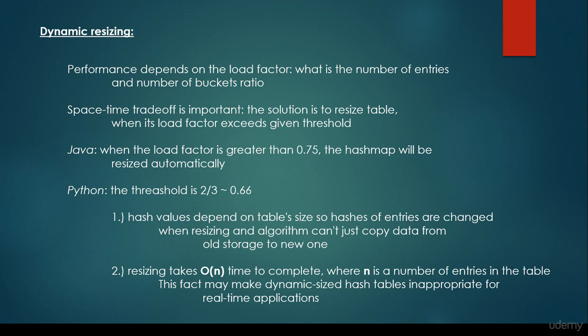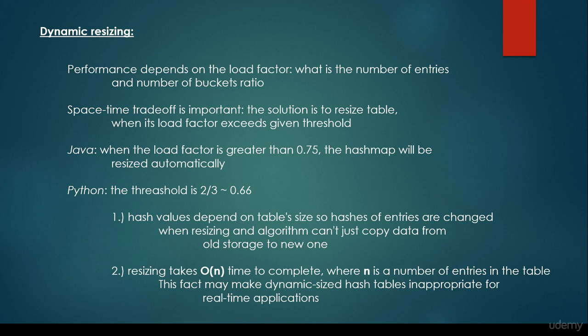In Java, when the load factor is greater than 0.75, the hash map will be resized automatically. What does that 0.75 mean? It means that whenever 75% of the array is full, we have to resize the underlying array data structure. In Python, the threshold is 2 divided by 3. What does it mean? That we have to resize the underlying array data structure when it's 66% full, in the sense that 66% of the array slots are not empty.